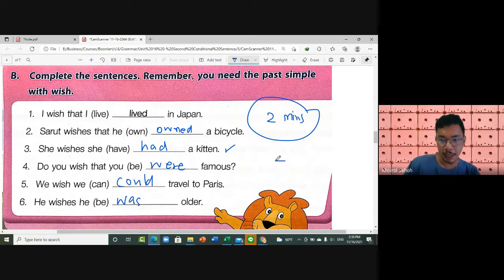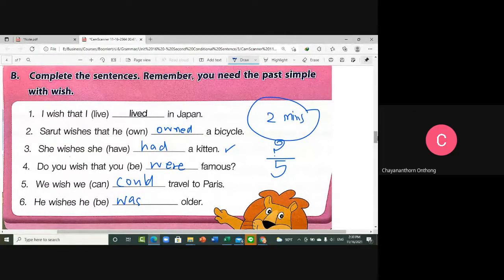ให้คะแนนตัวเองเลยนะครับ 5 เต็มเท่าไหร่ โอเค moving on to page... wait a minute, แป๊บนึง. I am finished, very good, finished. Finish? Okay.